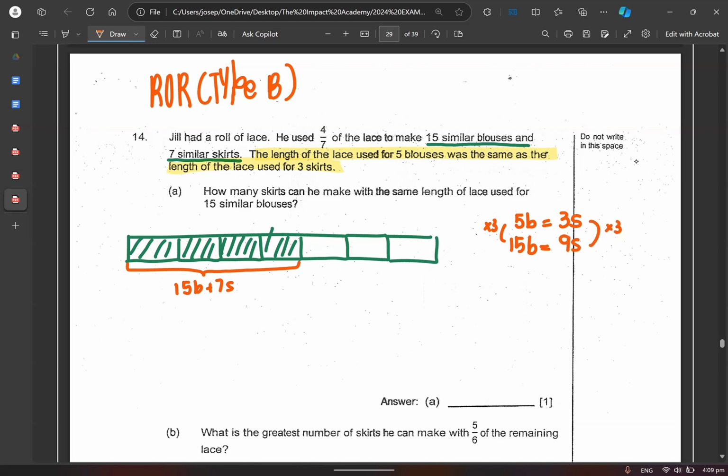That means to say you need to start writing it down. What are you gonna write down? You're gonna write that this one over here can also be 9 skirt plus 7 skirt, which is equals to 16 skirt. Am I making sense or not making sense? And in fact, I've already answered my first question, correct or not? The question says, how many skirts can he make with the same length of lace used for 15 similar blouse sets? 9 skirts is your answer. Am I making sense or not making sense?